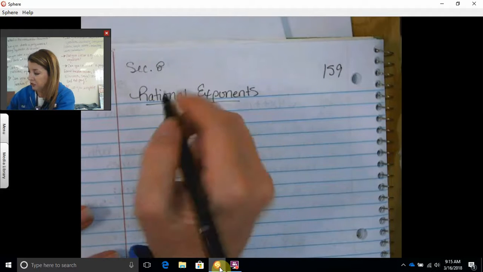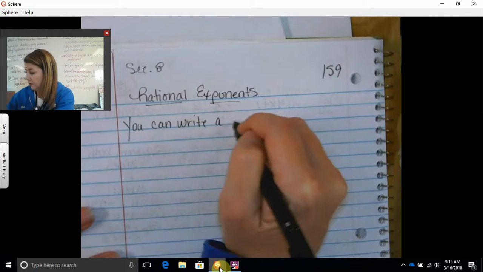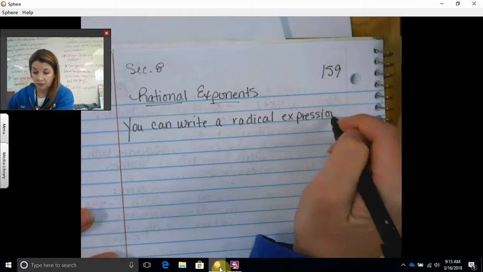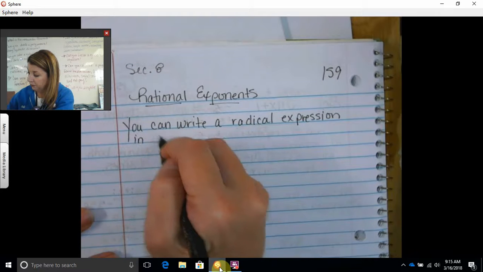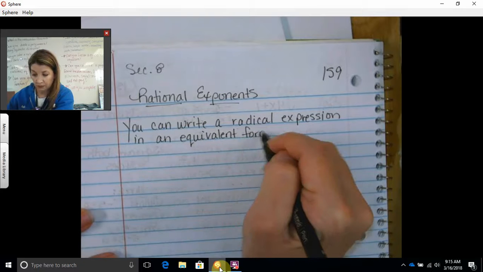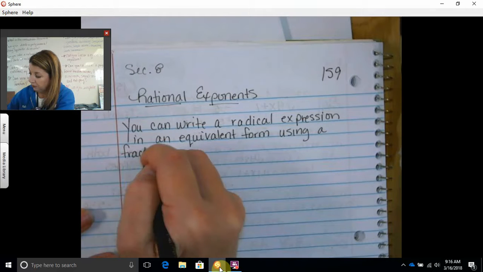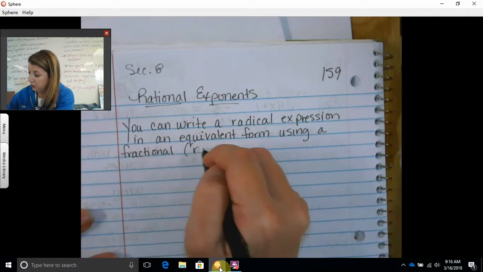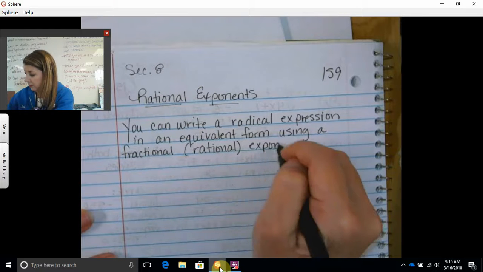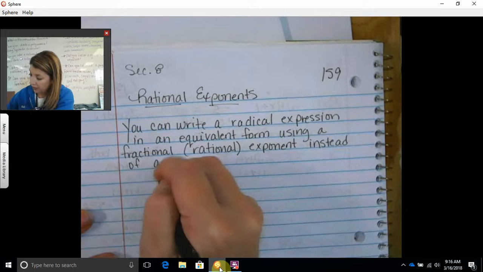So you can write a radical expression in an equivalent form using a fractional (in parentheses I'm going to put rational) exponent instead of a radical sign.